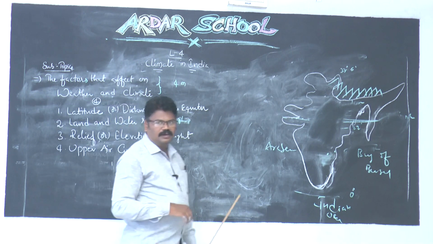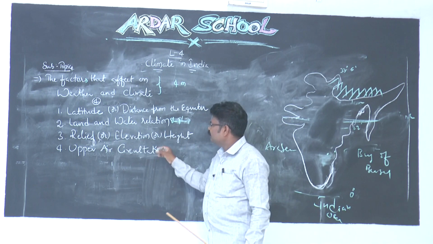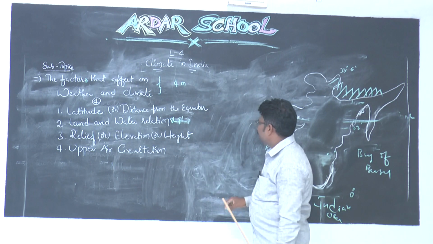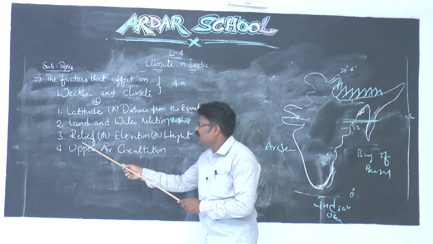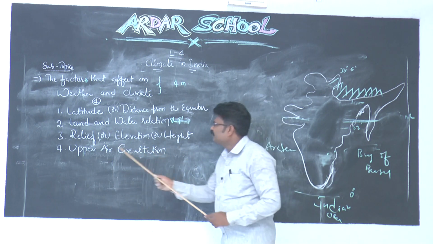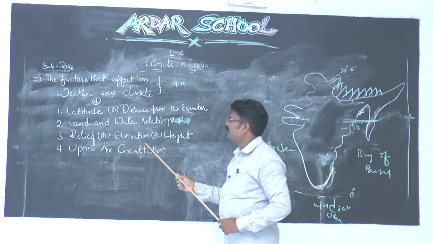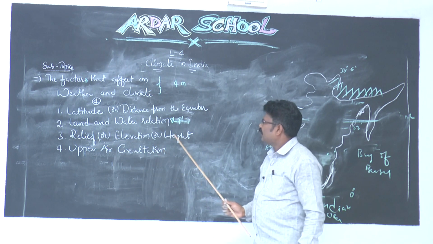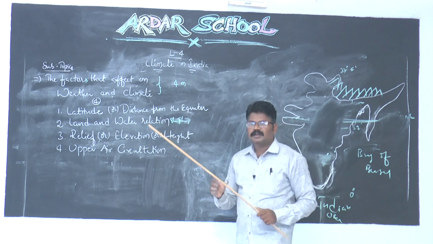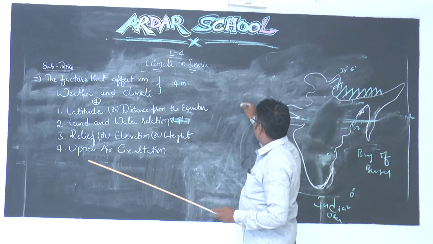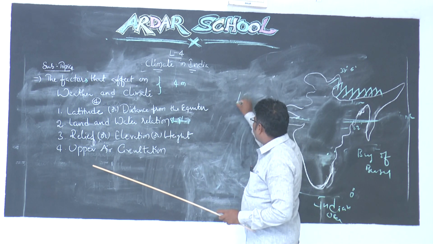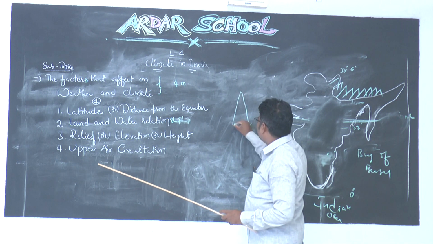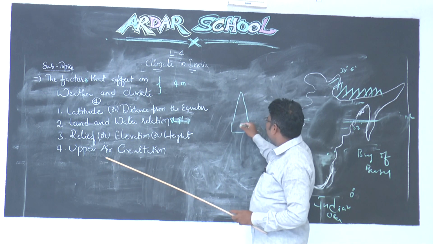Now the third, we have to go to the next point. The third one is relief. Relief means, here we have to see, there are three names written on the blackboard: relief, or elevation, or height. Simply, we have to understand that relief means height. So, very important. All the landforms are situated on the land. Now come to the point.